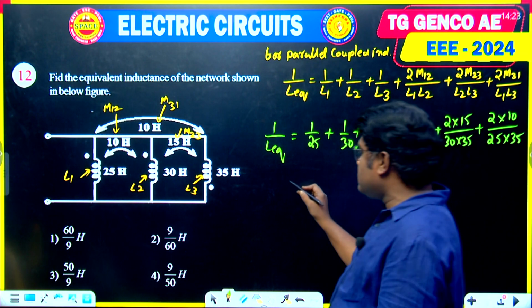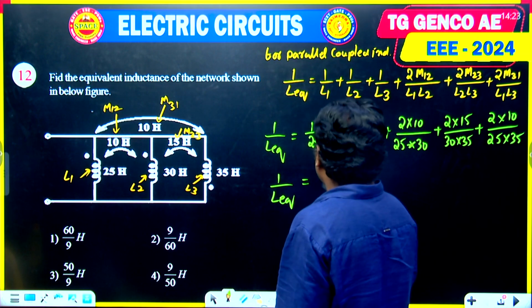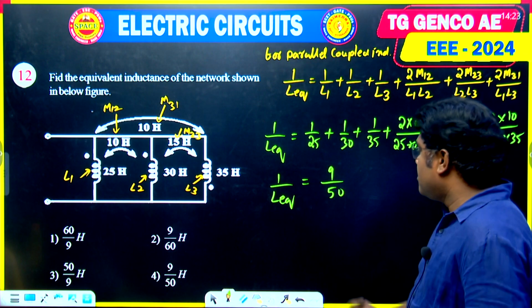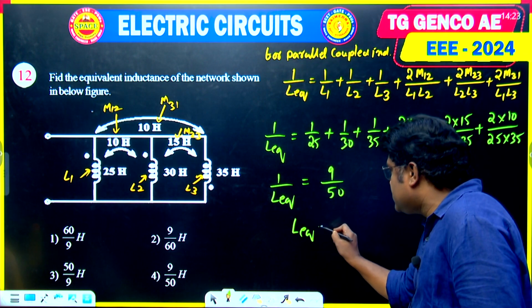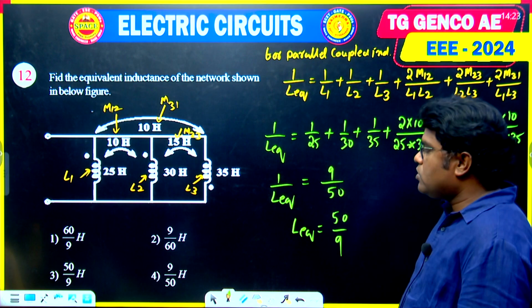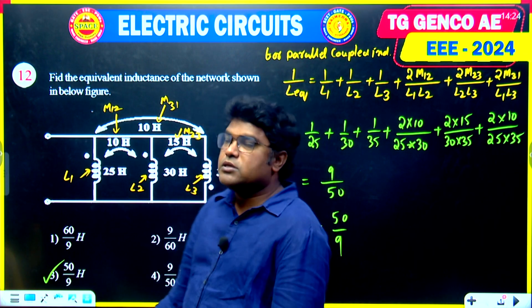By solving this we get 1 by L equivalent equal to 9 by 50. But we require L equivalent, which is 50 by 9. So the answer for this question is option 3.